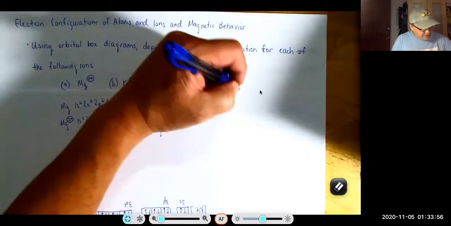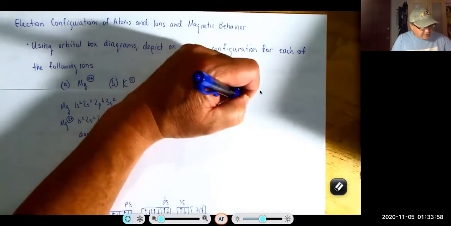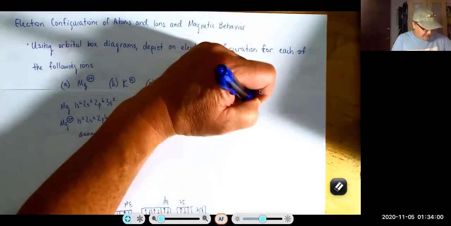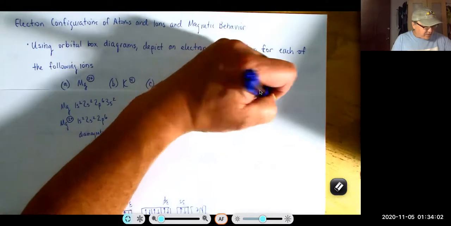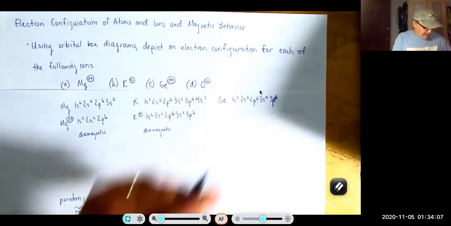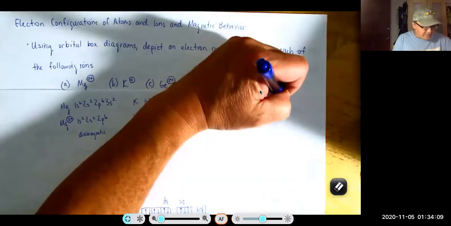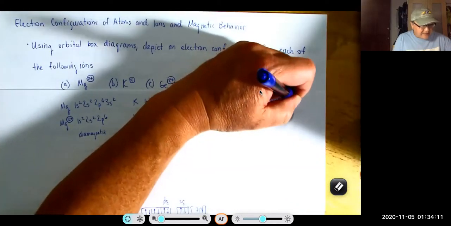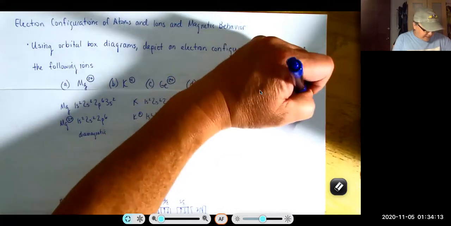Germanium is 1s2, 2s2, 2p6, 3s2, 3p6, 4s2, 3d10, 4p2.